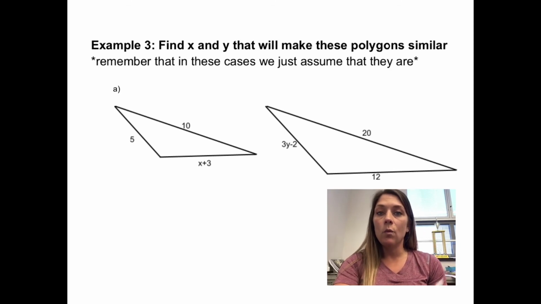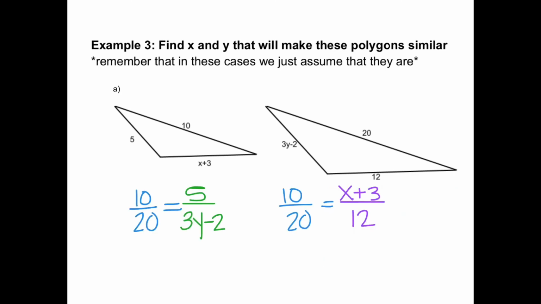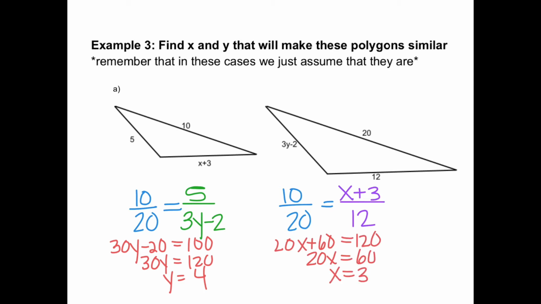So let's take a look at what these two proportion equations would look like. Let's take a minute to make sure we understand this. 10 over 20, so I'm going from the left to the right. 5 over 3y minus 2, left to right. Again, then with the 10 over 20, left to right. x plus 3 over 12, left to right. And these proportion equations we would solve. So solving gives us that the y value is 4 and the x value is 3.